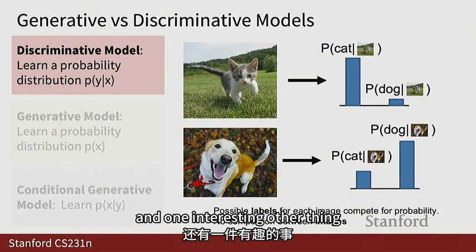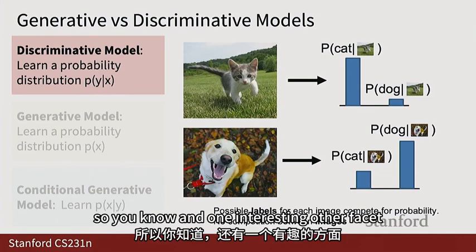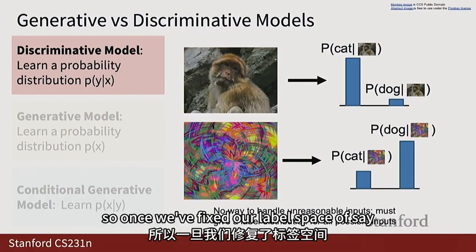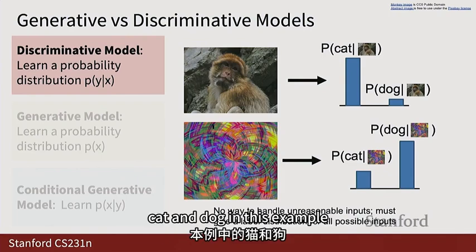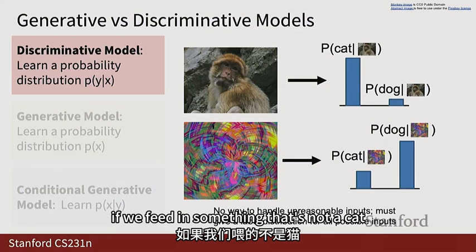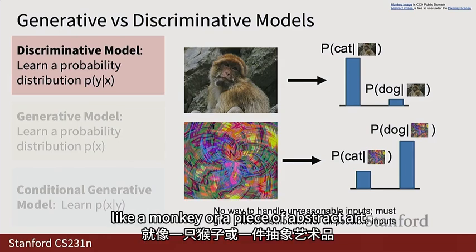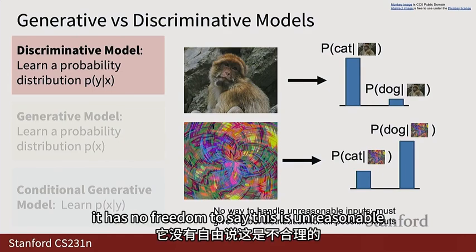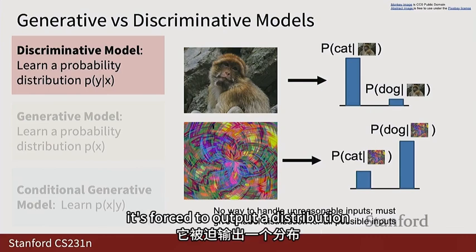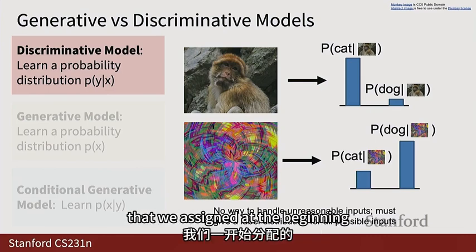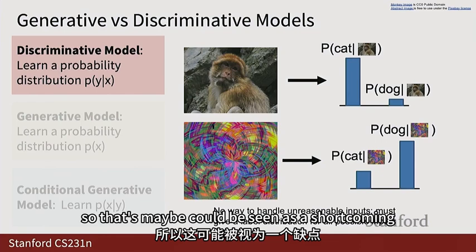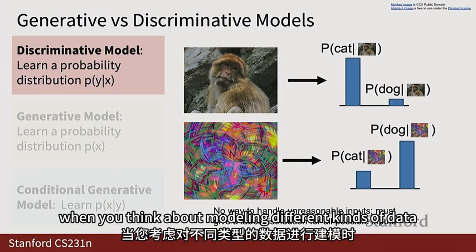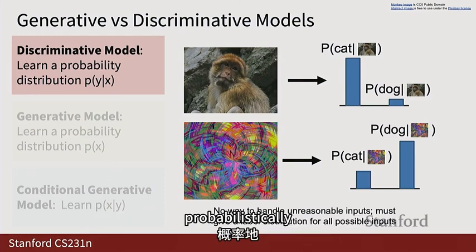And one other interesting facet of discriminative modeling is that they have no real way to reject unreasonable inputs. So once we've fixed our label space of, say, cat and dog in this example, if we feed in something that's not a cat or a dog at all, like a monkey or a piece of abstract art, the system has no freedom to say this is unreasonable. It's forced to output a distribution over the fixed vocabulary that we assigned at the beginning. That could be seen as a shortcoming, but it's just important to understand what exactly is happening under the hood when you think about modeling different kinds of data probabilistically.